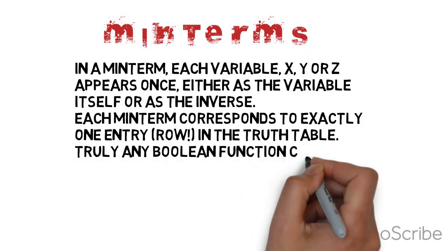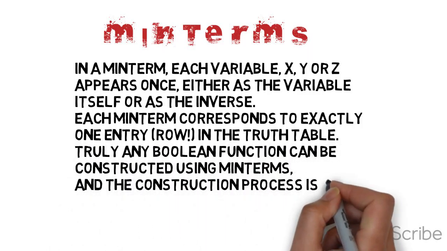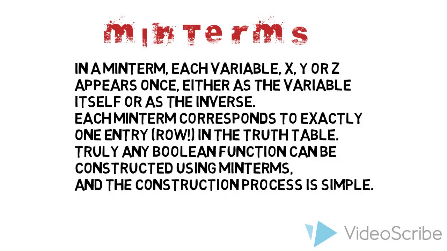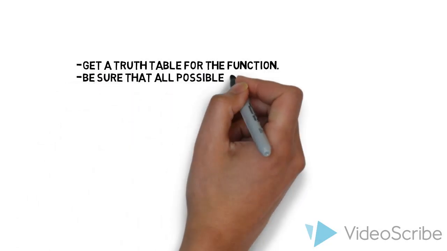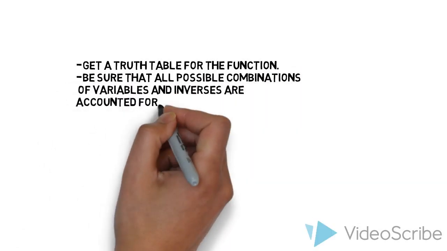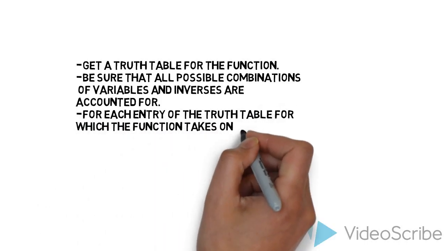Implications of the two points above are that you can build any Boolean function at all by building it from minterms. Truly, any Boolean function can be constructed using minterms, and the construction process is simple. First, get a truth table for the function. Be sure that all possible combinations of variables and inverses are accounted for.